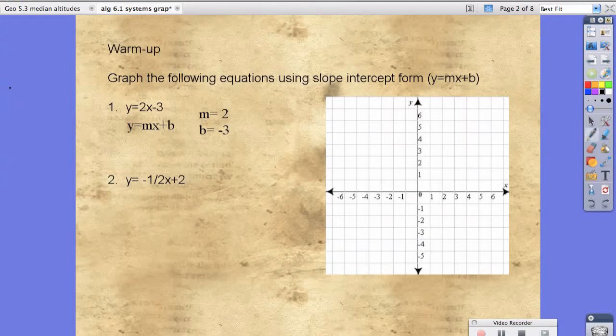Next thing we're going to do is graph or plot the y-intercept, and in this case the y-intercept is at negative 3, so we're going to go to the y-axis and go down the 3, so 1, 2, and 3.